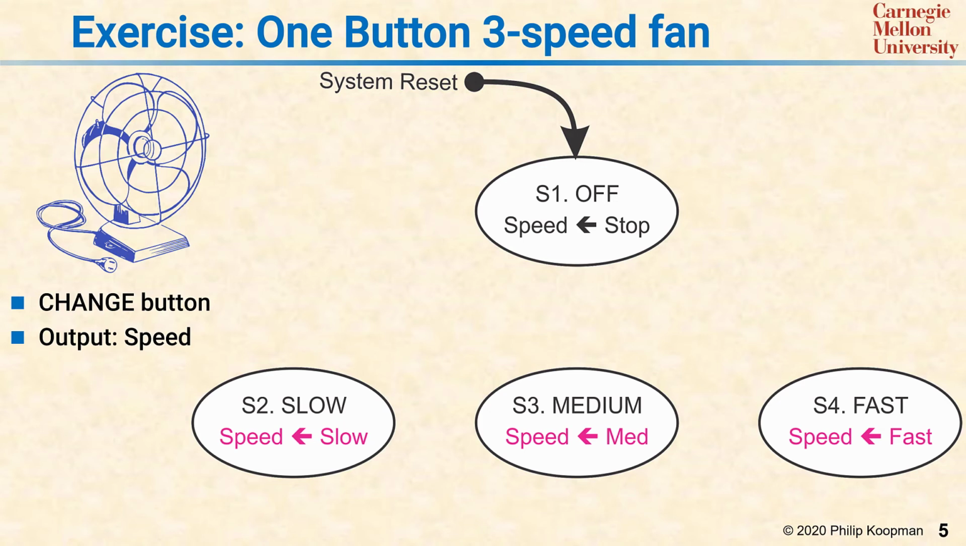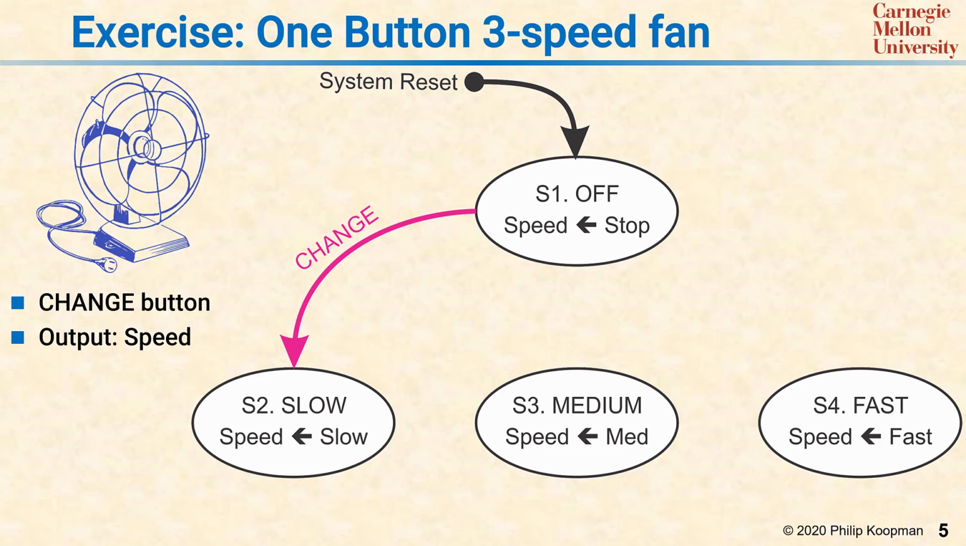Next, we have to define some transitions. The first transition is if the fan's off and you want to turn it on, you press the change button once. And we've decided in this fan that pressing the change button from off moves the fan to slow speed. There are some fans that go from off immediately to high speed. We could have done that, and that's a design decision.